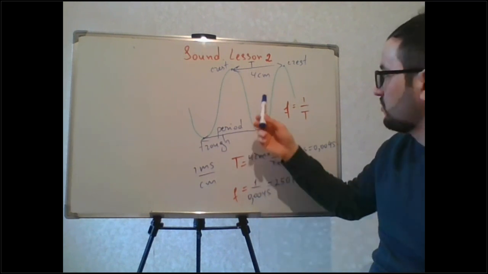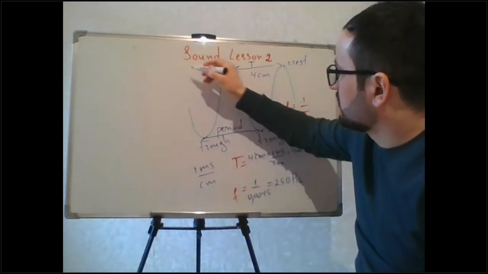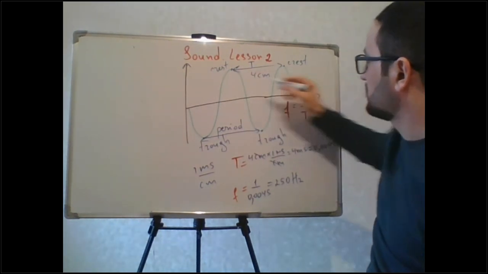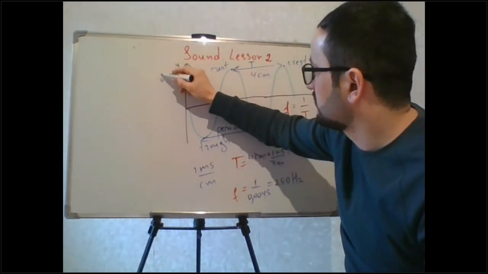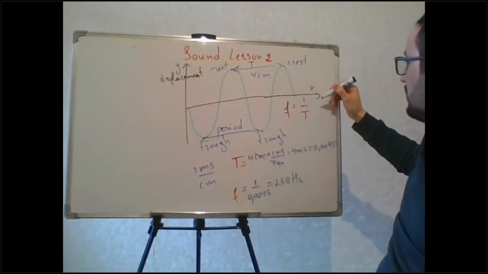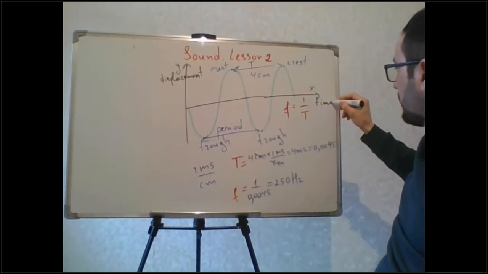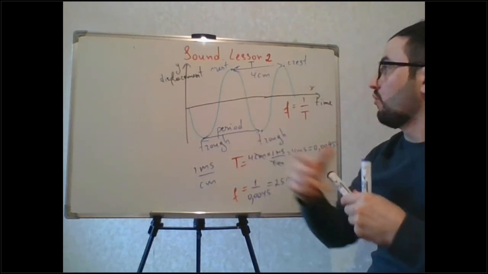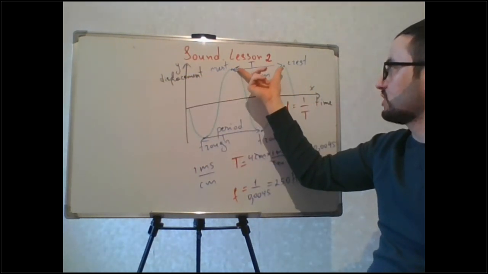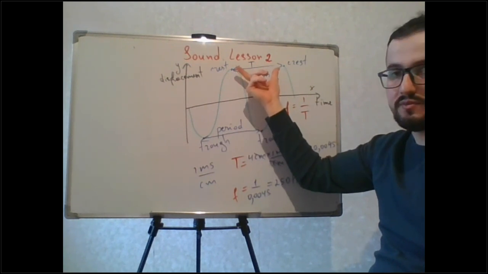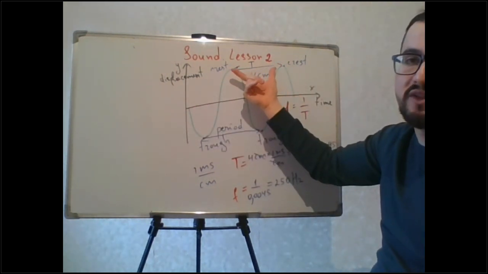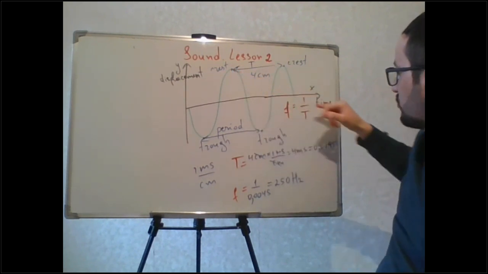So you must be attentive with this part. When here is X and here is Y, when the y axis is displacement and the x axis is time, the time difference between two crests will give the period. But when here is displacement and here is distance, this part equals wavelength. So you must be attentive, always look at the x axis.